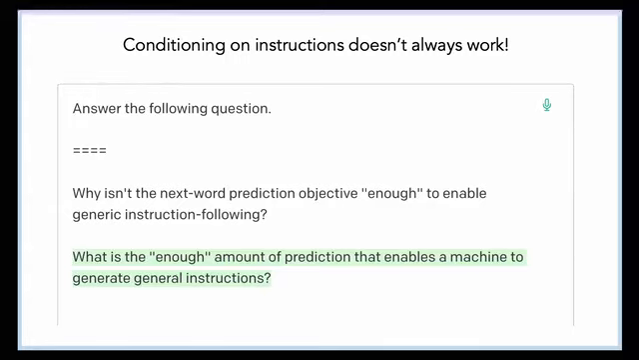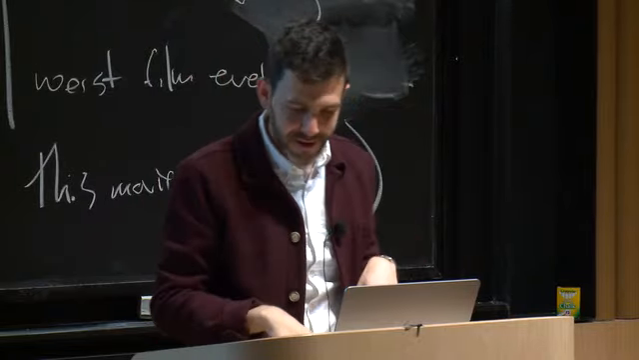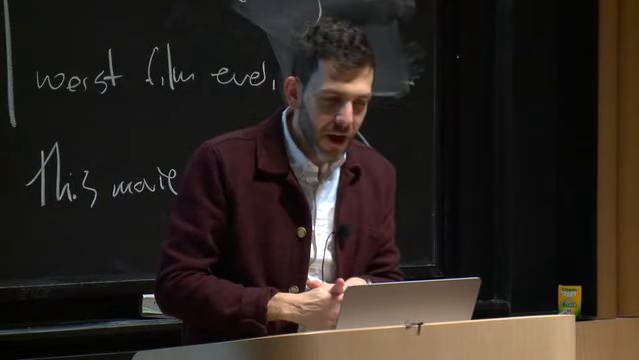So here we've prompted the model with "answer the following question, why isn't the next word prediction objective enough to enable generic instruction following?" And the model, rather than producing an answer here, starts to generate more questions of the same kind, maybe assuming that all of those questions will be handed off to a reader to answer or something.